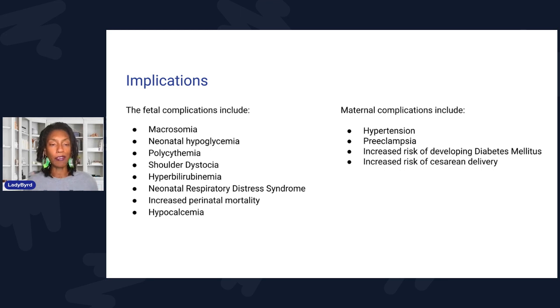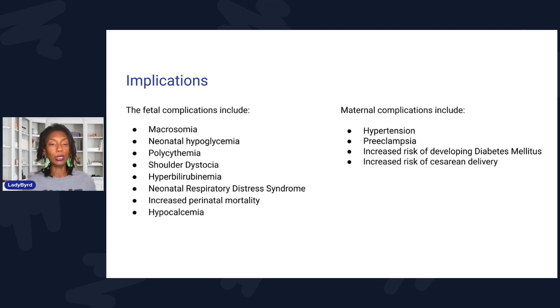Then you also have hyperbilirubinemia, which is basically jaundice. If you've ever had a baby born with jaundice, they put them on a blue UV ray light to kind of get their bilirubin levels back normal. And that's what it is. It's high bilirubin levels. Then you have neonatal respiratory distress syndrome when they're having issues with breathing after birth.